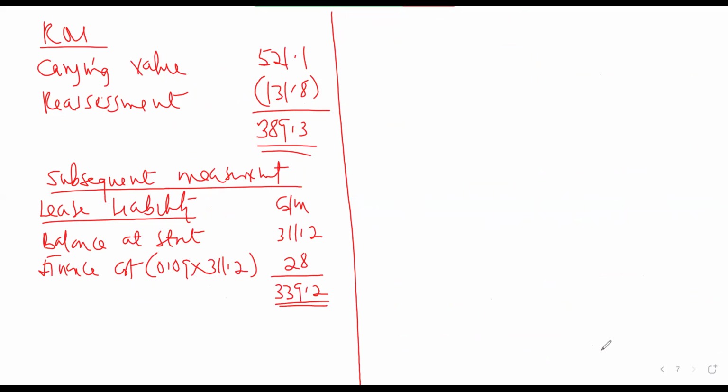We are going to be paying at the beginning of next year. What will happen to the right of use? It will be depreciated. So we have depreciation of the right of use, which will be 389.3 divided by how many years? Not 5 years. No.